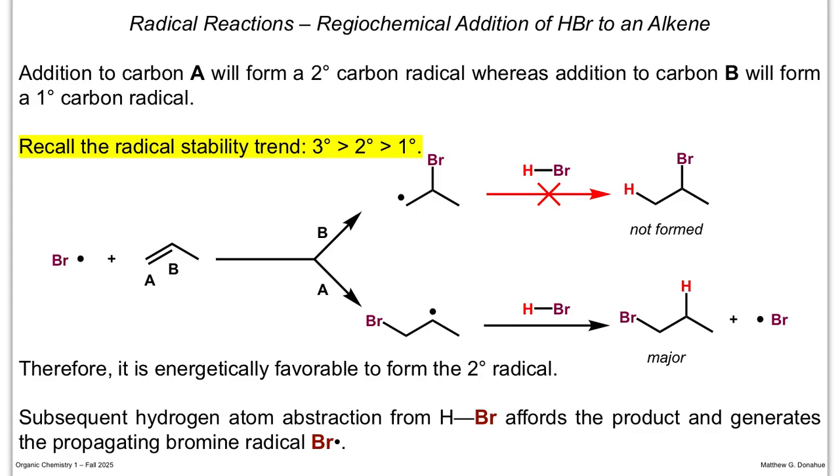So the important thing is, no matter what alkene you're starting with, you do have to go through this process of adding the halogen radical to both carbons and then evaluating the stability of the resultant carbon radical. So the more stable radical is the one that's selected to move on to form the major product.